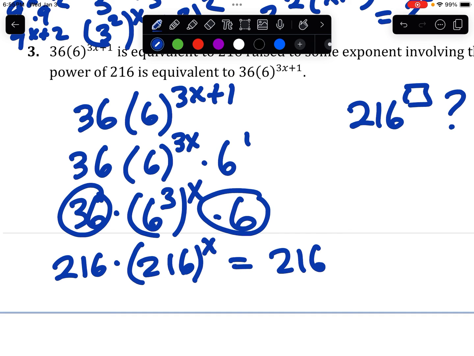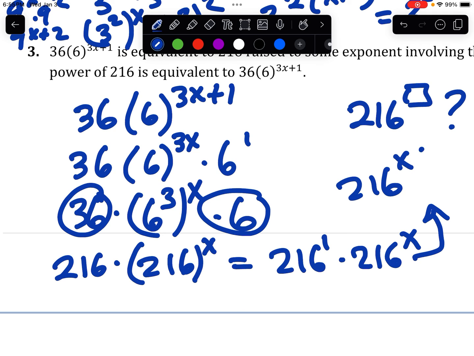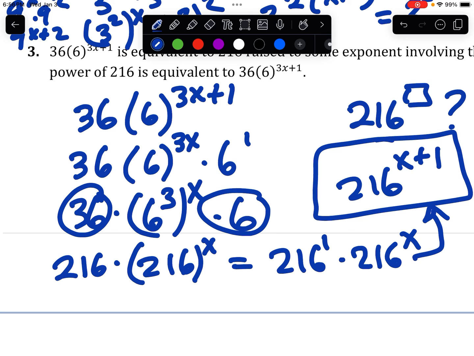So then this equals 216 to the 1st times 216 to the x, which then becomes 216 to the x plus 1, or 1 plus x. So there we have it as a power of 216. So those are really complicated, but that's how you can change the base using our exponent rules in reverse to find patterns using what we know about powers of different bases.